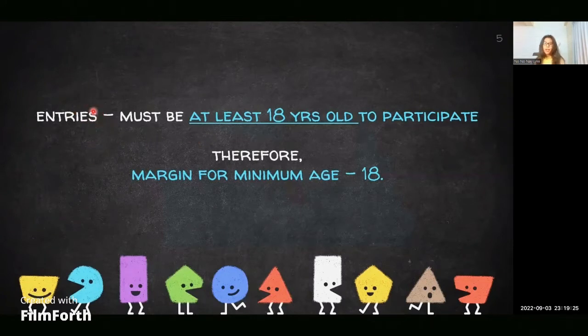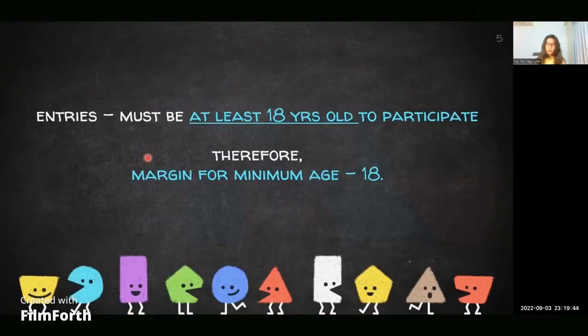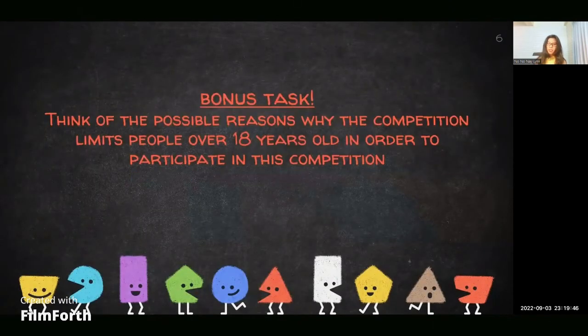It might or might not be the same as yours, but let's take a look anyway. Entries must be at least 18 years old to participate. Therefore, the margin for minimum age is 18. Okay, so that's the simplification of the whole question, like this one. Okay, so this is the simplification and a little bonus task.